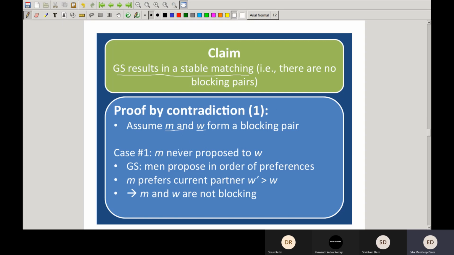Because M and W form a blocking pair, let's look at this in terms of cases. Case 1: M never proposed to W. In the Gale-Shapley algorithm, men propose in order of preference, because that's the algorithm. Since M never proposed to W, he is already with some woman, let's call her W dash. He proposed to W dash before W, which means that W dash is higher in preference compared to W, right?